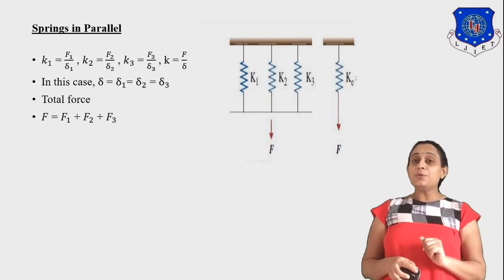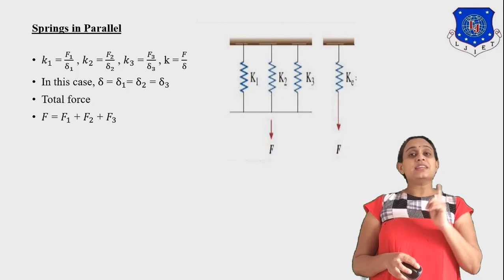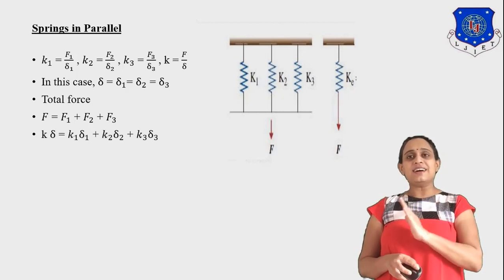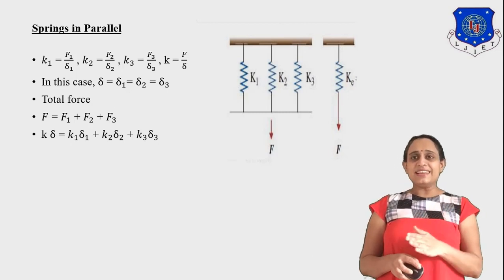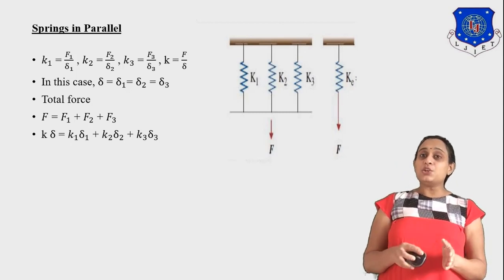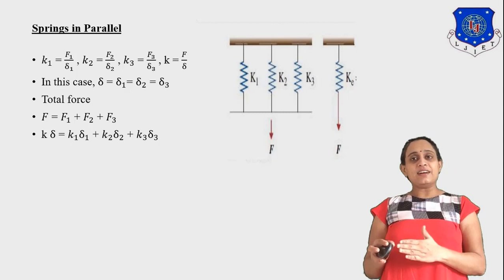What is F1 value? It is K1 delta 1. What is F2 value? It is K2 delta 2. And what is F3? It is K3 delta 3. Okay. Now let us put the value. K delta is equal to K1 delta 1 plus K2 delta 2 plus K3 delta 3.